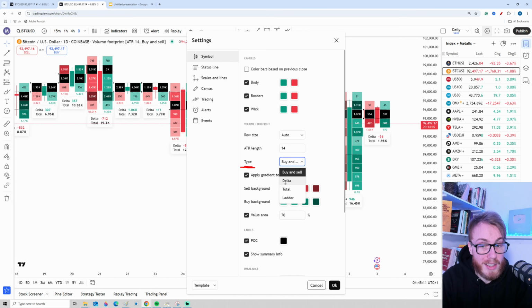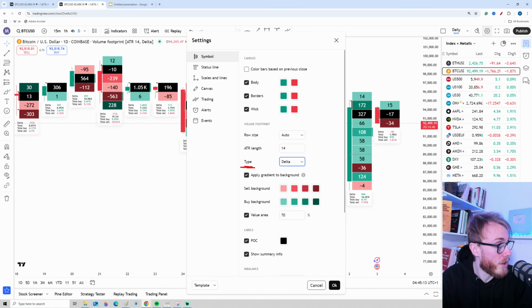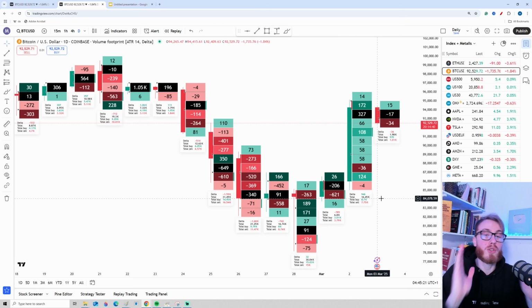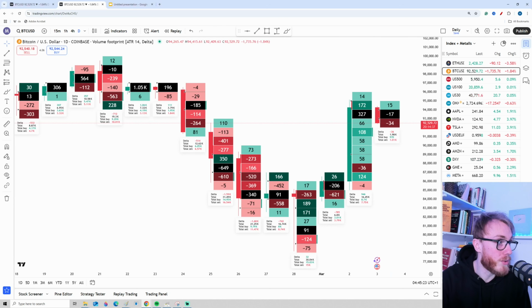So if we choose the delta instead of buy and sell, and let me actually show you guys, let's go down here and press OK. You can see that now instead of having 2 rows, we only have 1 row that tells us the delta. And I think that this setting is much easier to read. Because now we don't have to look at 2 numbers, we only have to look at 1 number, and we can actually see if the buyers or the sellers are in control by simply looking at the delta numbers here.